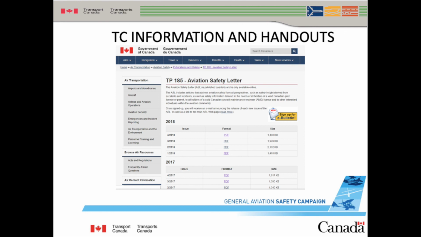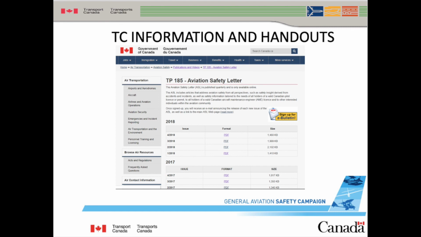If you go to the Transport Canada website and type in aviation safety letter, or go to publications, it's TP 185, you'll see a sign-in for an e-bulletin, and you're able to access and get the ASLs. So we're still putting the ASLs out there. Unfortunately, and especially now, I cannot promise you that it will go back to paper. It is what it is, but it is available. So hopefully folks can adjust to that.